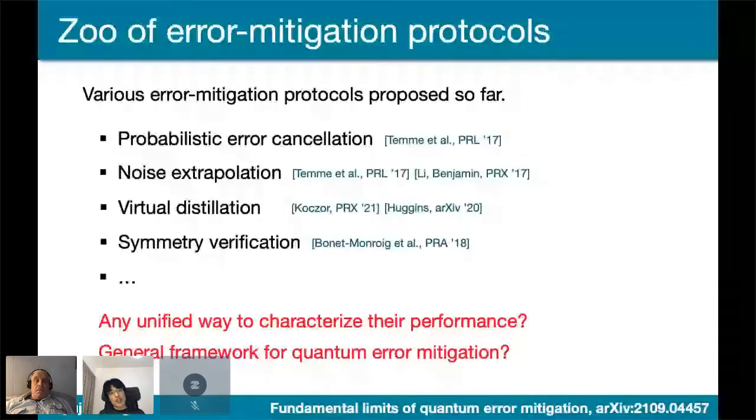This general framework should include this list of error mitigation protocols as special cases, but also possibly include other error mitigation protocols that are yet to be discovered. We just don't know what they are, but in the future, maybe people will propose another error mitigation strategy, and hopefully our result can also be applied to such a new strategy. So we have some general results that can also accommodate those cases.